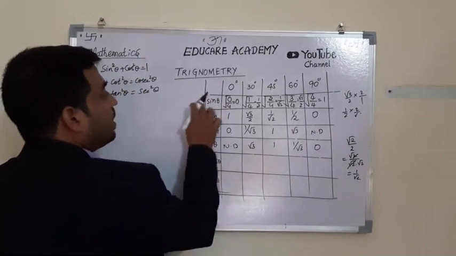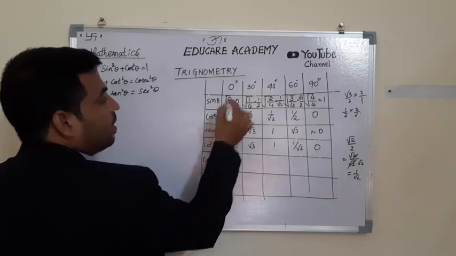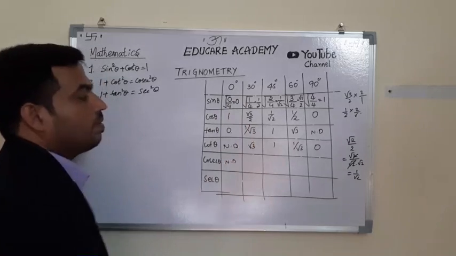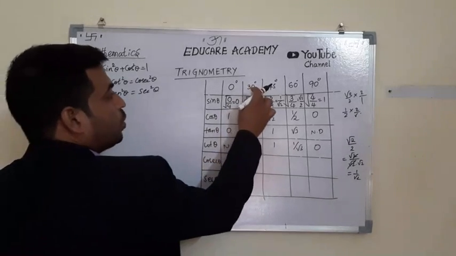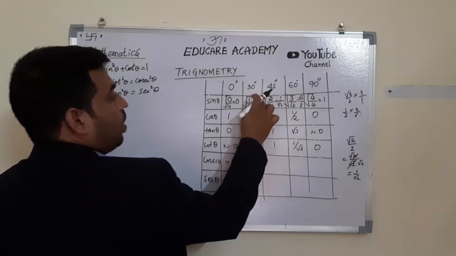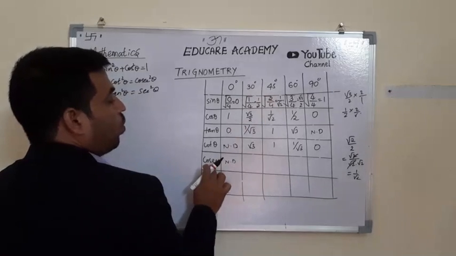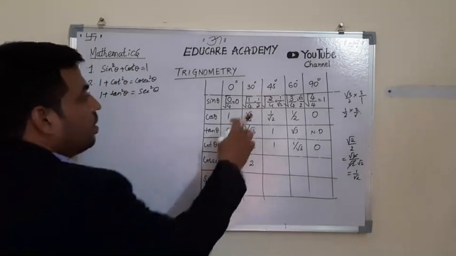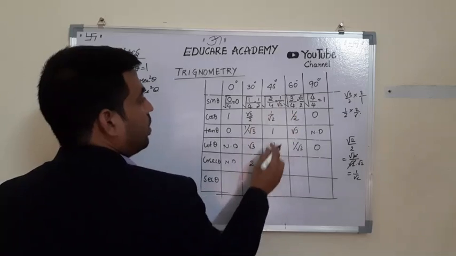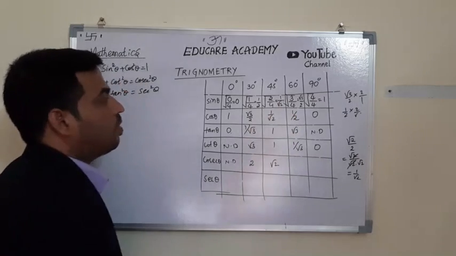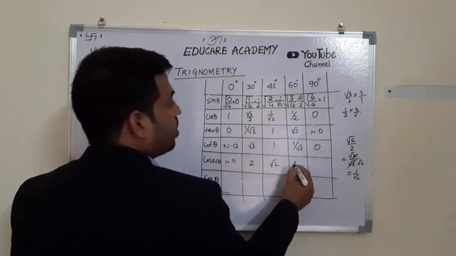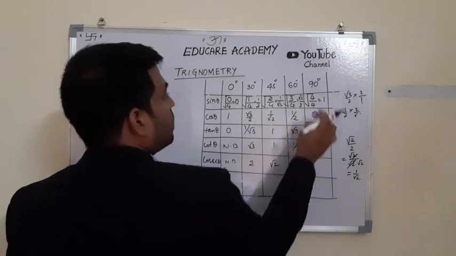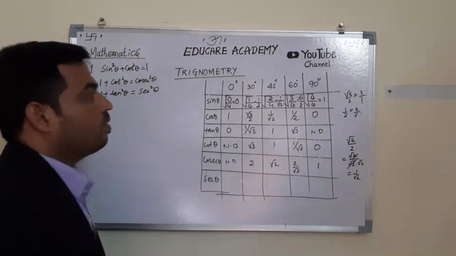Now cosec is 1 by sine. 1 divided by sine. 0 by 1 is 0. 1 by 0 is not defined. Next, coming to sine 30 is half, so cosec 30 is 2, right? So 1 by sine. So next, this is root 2. Next it is 2 by root 3, and sine 90 is 1 by 1.